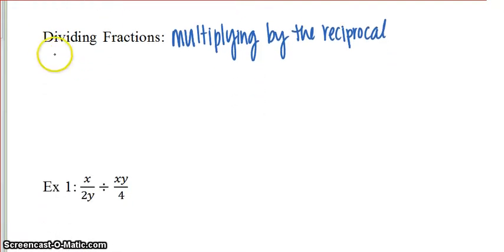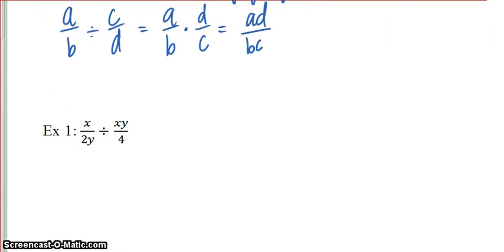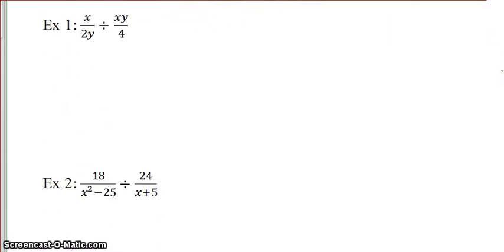So again, the standard way is if you have A over B divided by C over D, that's the same thing as A over B times D over C, because that's the reciprocal of C over D. And then that gives you AD over BC. So we're going to basically be doing this for the other problems. So I'm going to rewrite it.